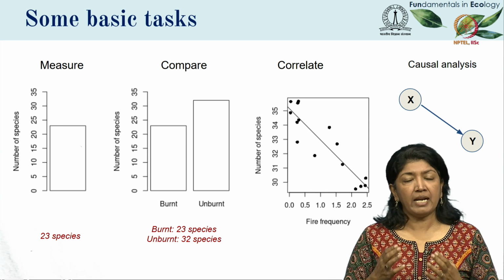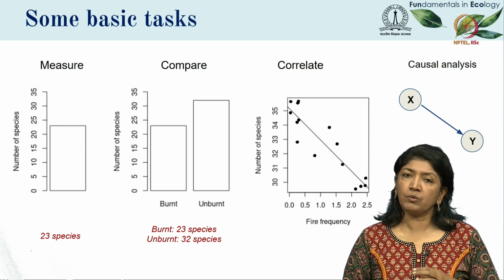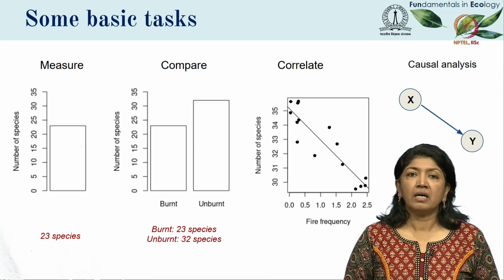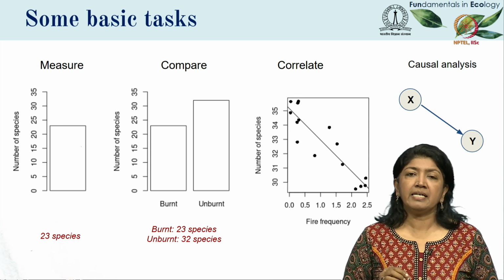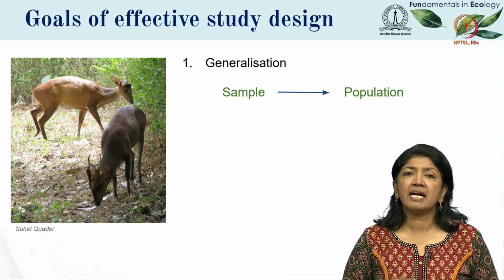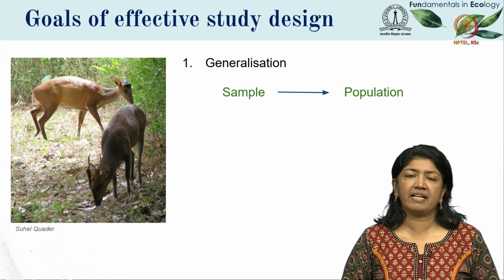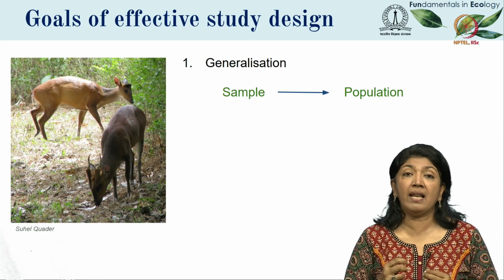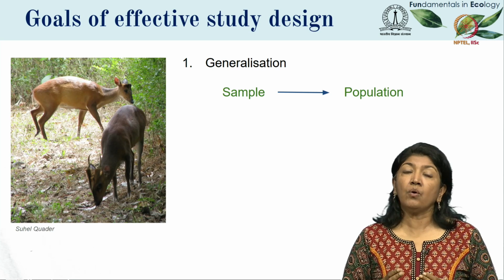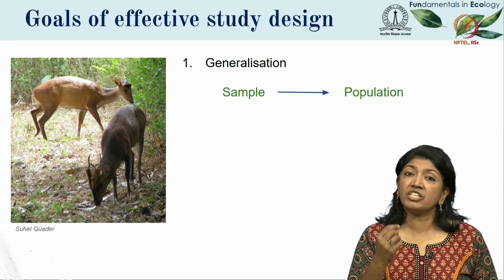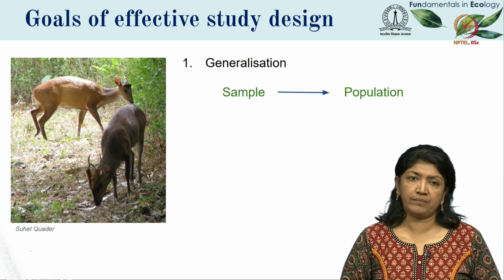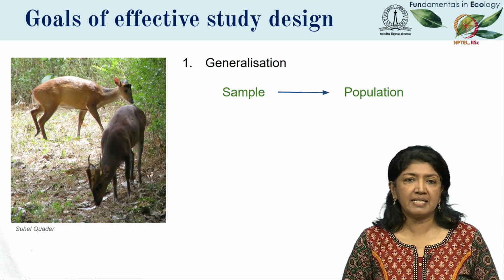Okay, so we have looked at some of the basic tasks involved towards addressing broad types of ecological questions. The next part here is to design our study. So, let us first try and understand what are the goals of effective study design. That is, if we design our study well, what do we hope to achieve? One of the main goals of good study design is generalization. That is, we want to generalize from sample to population. Let us look at this with an example.